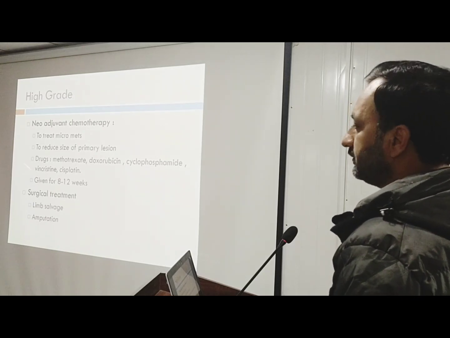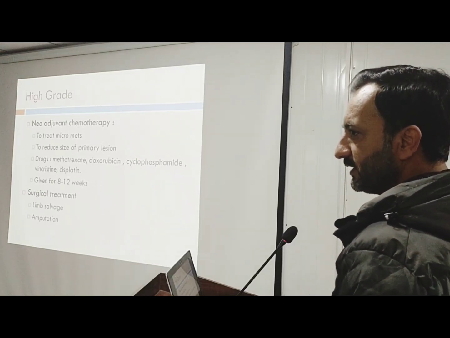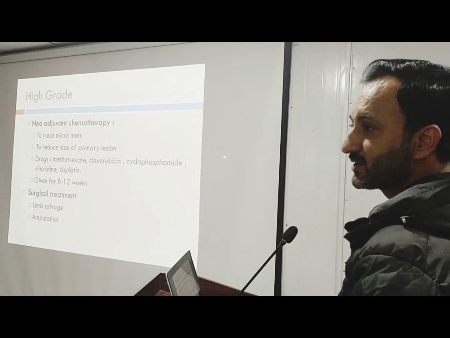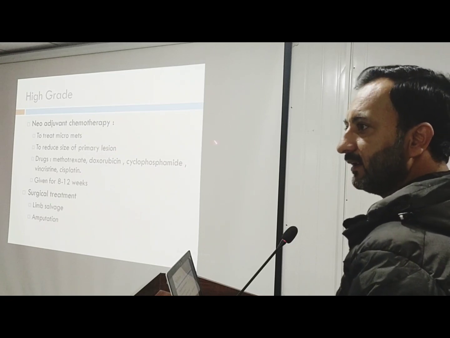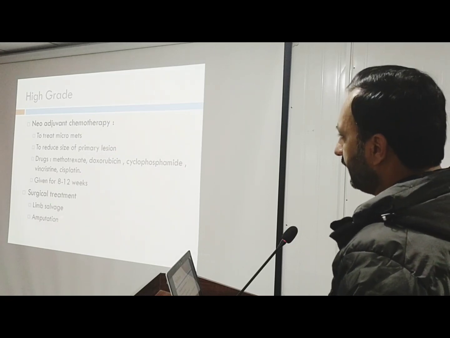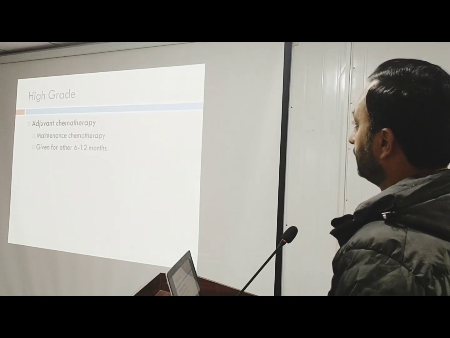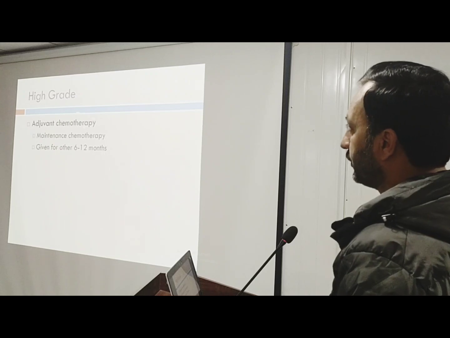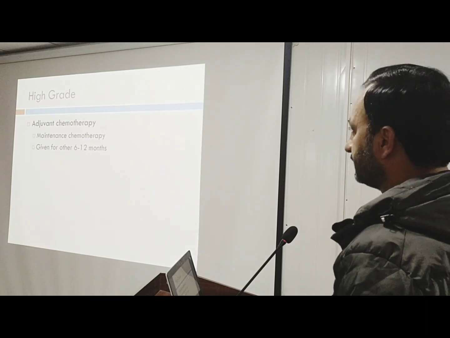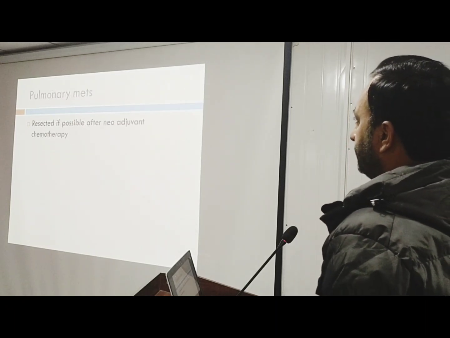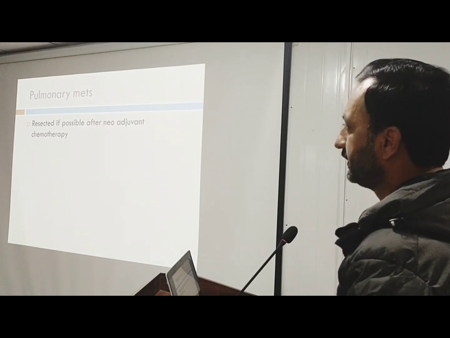Then for surgical treatment, we have two options. Limb salvage: wide resection and reconstruction, the aim being to achieve function and address length discrepancies. Another option is amputation. Once you have done surgery, you then give adjuvant chemotherapy. The maintenance chemotherapy is given for 6 to 12 months. Pulmonary mets are resected if possible after neoadjuvant chemotherapy.